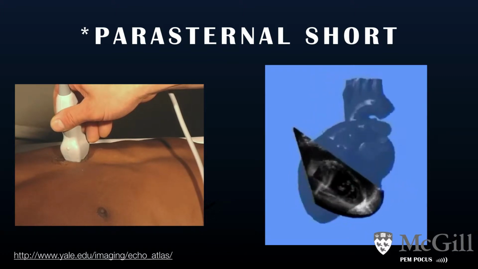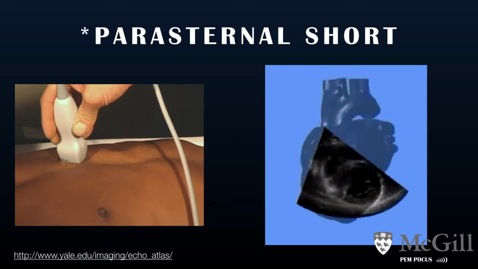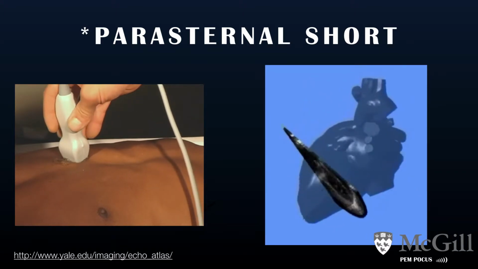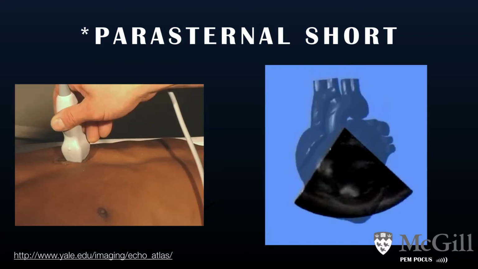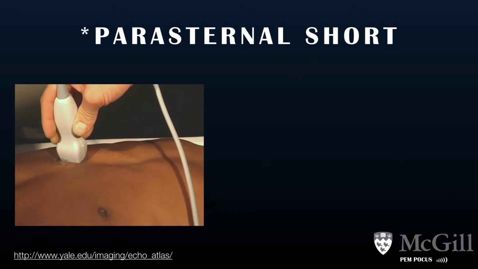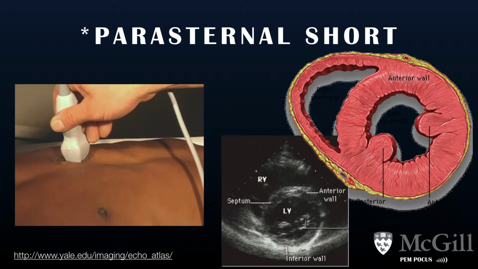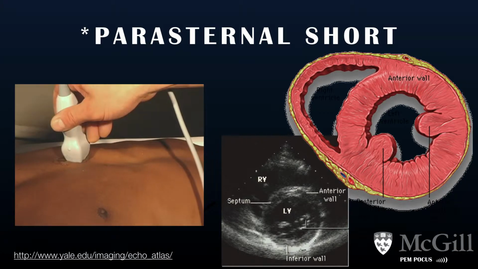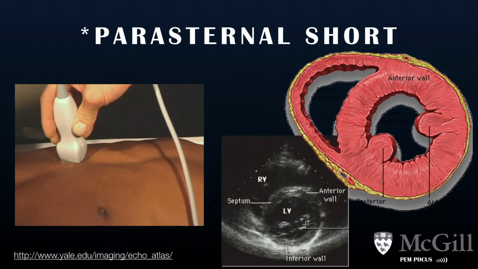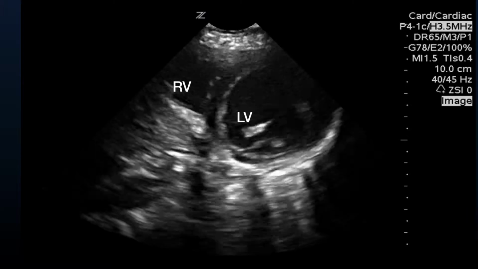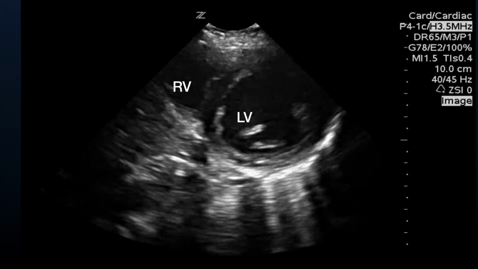The next view is the parasternal short view, which is obtained by keeping the probe in the second or third intercostal space and rotating the probe 90 degrees towards the right hip. In this view, a cross-section of the LV will be obtained. Assessment of the function should be done at the level of the papillary muscle. Here, on top of the LV, you will see a crescentic shape RV. Here is a video of a normal heart in the parasternal short view.